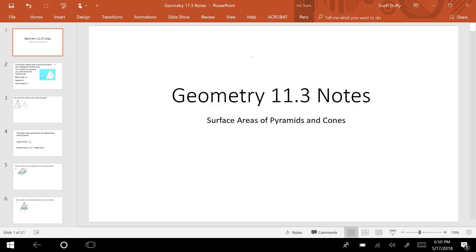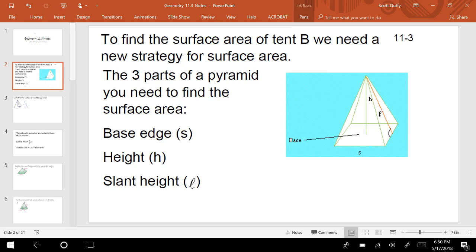Today we are learning about the surface areas of pyramids and cones. This is the 11.3 notes. To find the surface area of a tent, we need a new strategy for surface area, because what we've learned so far is for prisms and also cylinders. Now we're going to be talking about pyramids and cones.